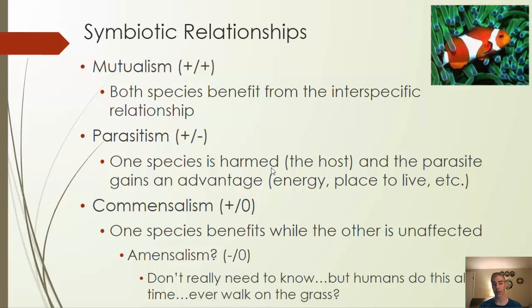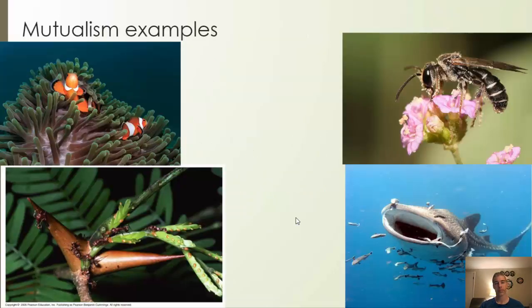Commensalism is when one organism benefits, but the other isn't affected whatsoever. I'll talk about that one in a second. And amensalism is where one thing is negatively affected and the other is not affected. We do this all the time. We're walking around on grass, playing a sport or just hanging out in your backyard, and you're stomping on stuff and killing it. It doesn't affect you whatsoever, but it's having a detrimental effect on the things that you are stepping on.